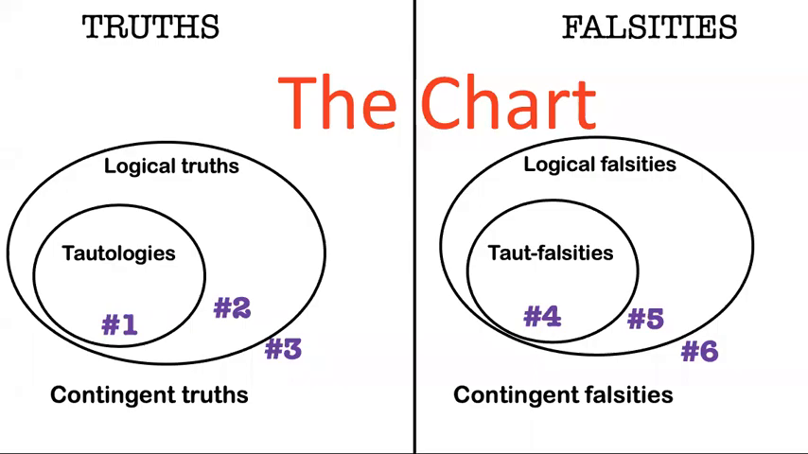Hi folks, welcome back. This video is about the chart. The chart is this big diagram that allows us to categorize where sentences go, what their logical profile is, whether they count as necessarily true or contingently false, etc. Before we get to that, we need to review a couple of critical concepts.